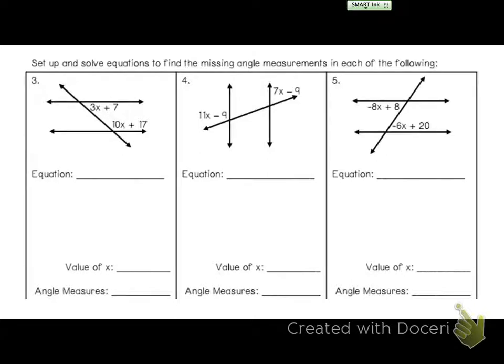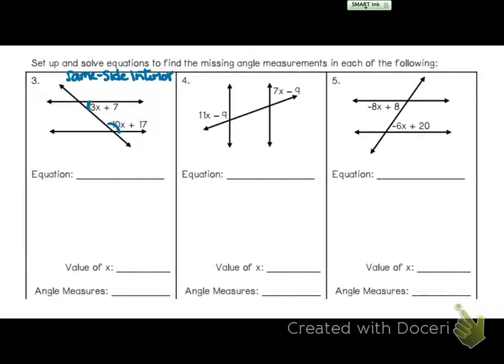Okay, so set up and solve equations to find the missing angle measurements in each of the following. So let's look at number 1. So we have 3x plus 7, this angle right here, and 10x plus 17. So what kind of angle relationship is that? They're same side interior. Okay? So I'm going to write up here at the top, same side interior.